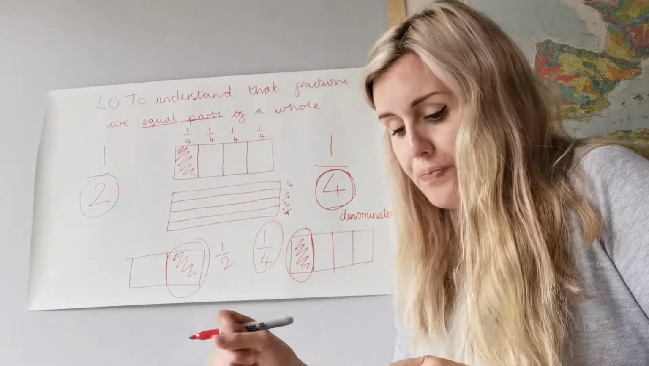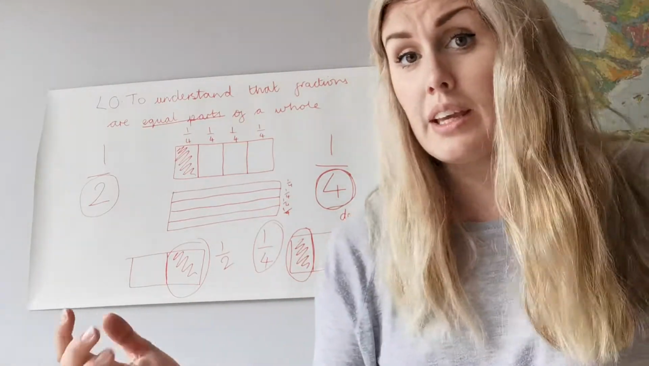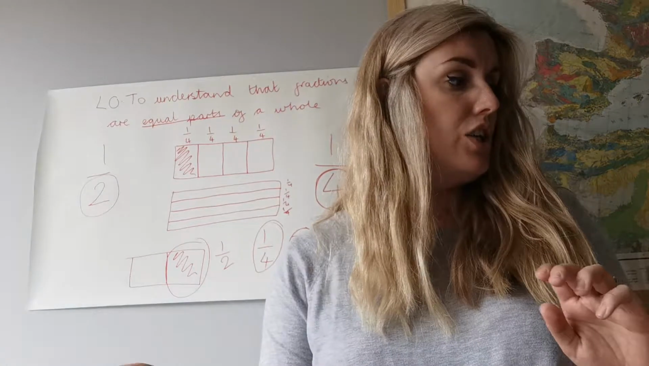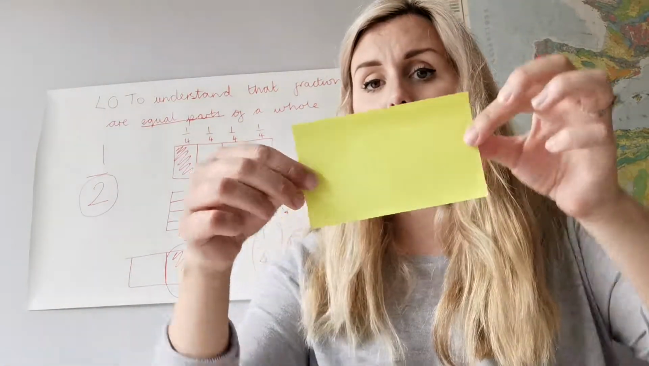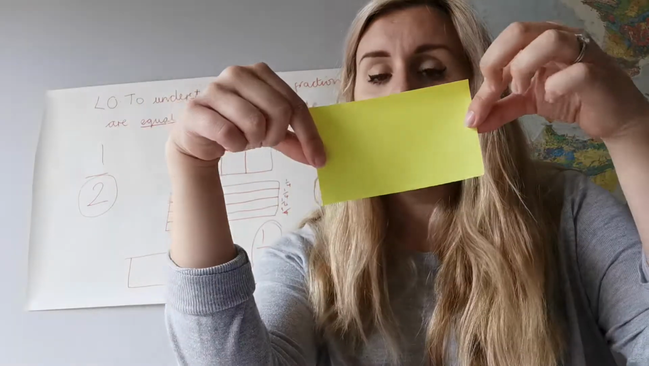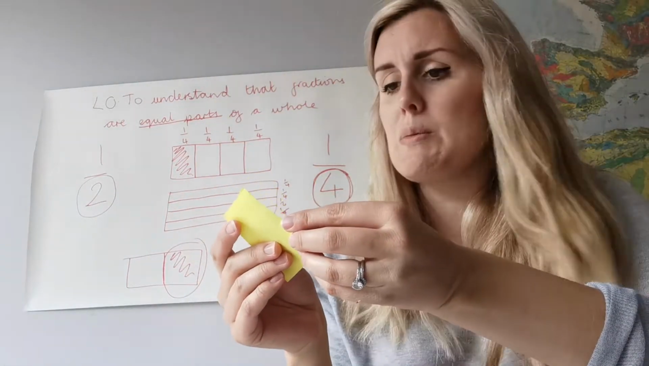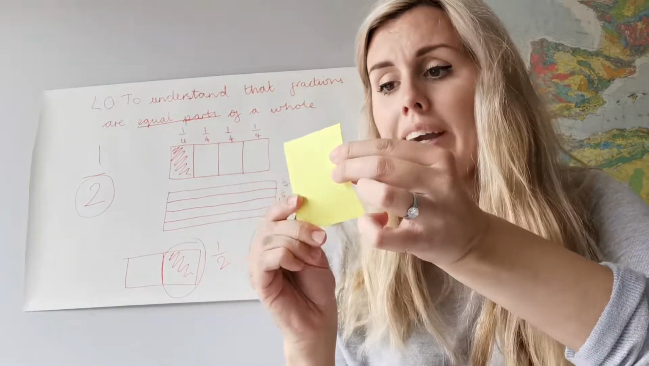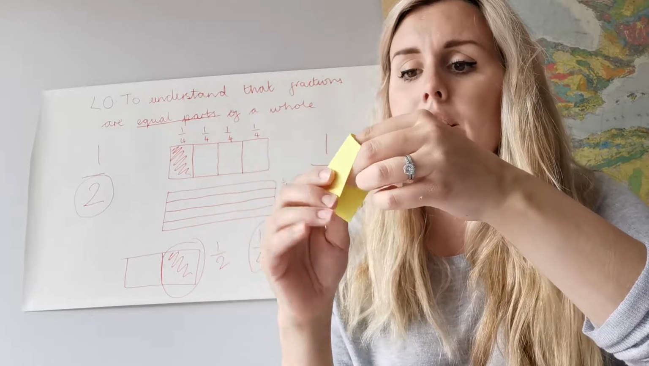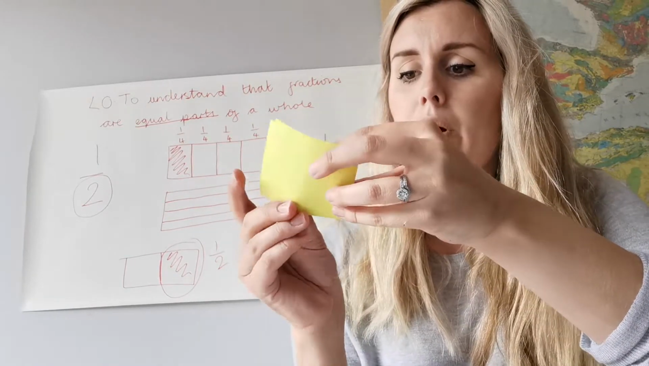Okay, so your challenge, like yesterday, is to find things that you can try and split into quarters. So I've got a post-it note here. Now I'm going to fold it into half, just like I did with this. I split it into half, and then I'm going to split it in half again, which turns it into 4 equal parts.